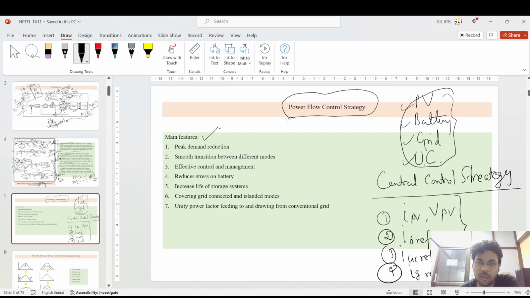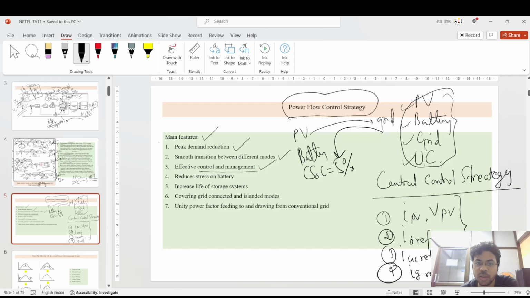The main feature, the main crux of this power flow control strategy, is peak demand reduction, that is, the decrease in peak powers during peak times, such as the morning peak or the evening peak, and smooth transition between the different modes. Suppose initially the PV is generating more, it should go to the grid. If it is not generating and the battery is also at a lower SOC, say SOC equal to 5% in the lithium-ion battery case, then the grid should give the power. So this kind of transition between the modes is also important for smooth transition phases.